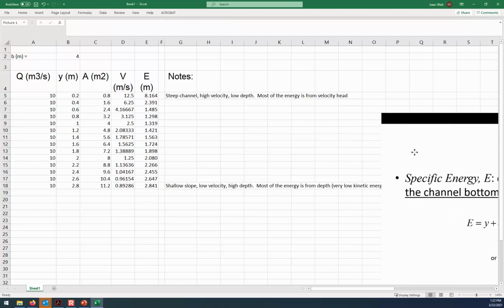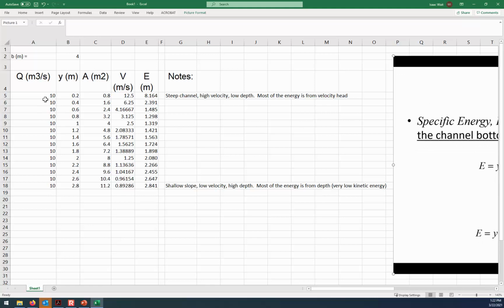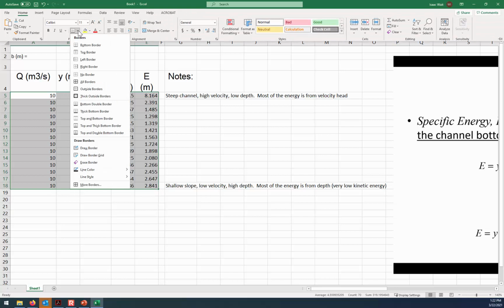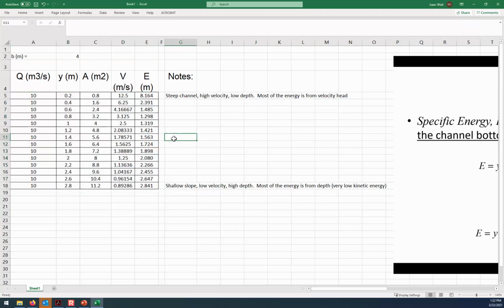All right, so that's the first lesson I want you to take away from this analysis: there's an infinite number of combinations of depth and velocity. At one extreme you have a lot of kinetic energy, at the other extreme you have a lot of depth, but somewhere in the middle we could find the minimum, the lowest energy. We're pretty close to it here, but what if we wanted to find the smallest possible?